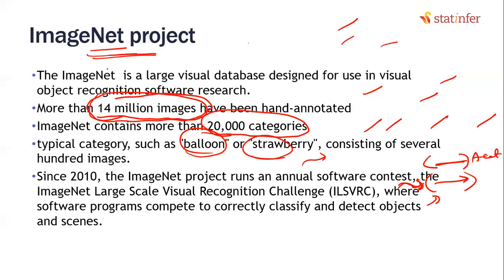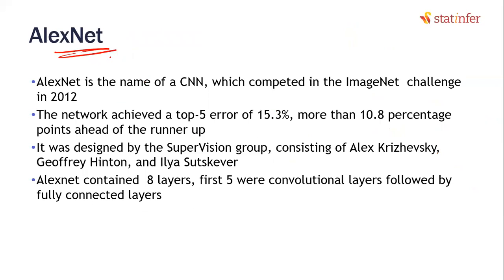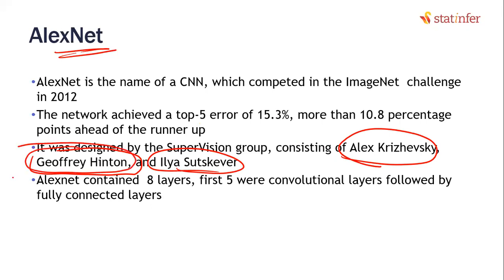AlexNet is one of the CNN architectures which is very famous. It has solved the ImageNet project effectively. It showed a lot of improvement, almost 90% accuracy. It was built by Geoffrey Hinton, Ilya Sutskever and Alex Krizhevsky. Geoffrey Hinton is known as the father of deep learning. He works for Google. He's the one who created a lot of deep learning algorithms and parameters. The term deep learning itself was given by Geoffrey Hinton.